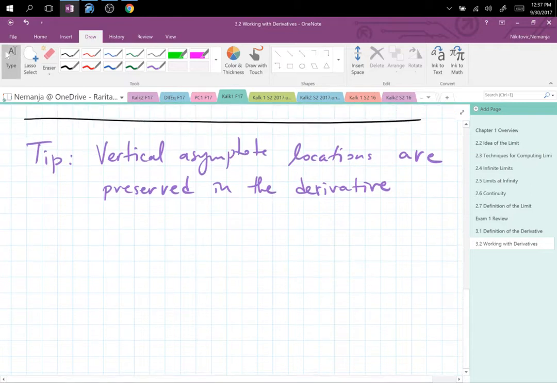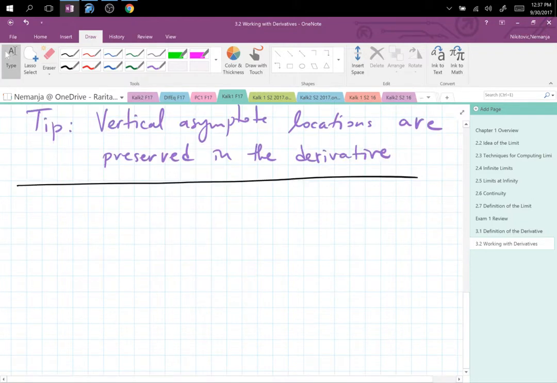What this means is that if you have a vertical asymptote at x equals 0 for a function f of x, your derivative must have a vertical asymptote at the same x equals 0. If the function had a vertical asymptote at x equals 5, the derivative will have a vertical asymptote at x equals 5. That's the meaning of this tip, that vertical asymptote locations are preserved as you go from function to the derivative. It will come in handy.